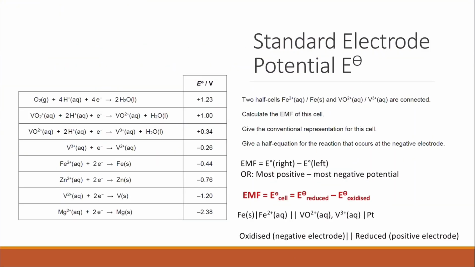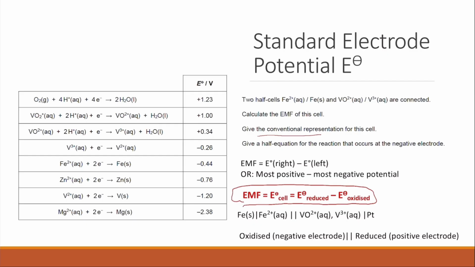So the standard electrode potential, as we said, this is how we calculated it. Because this is very common in the exam, not just in paper one, but also in paper three in the multiple choice questions, we should know how to calculate that and then how to write the representation of the cell. As you can see here, we have two reactions.